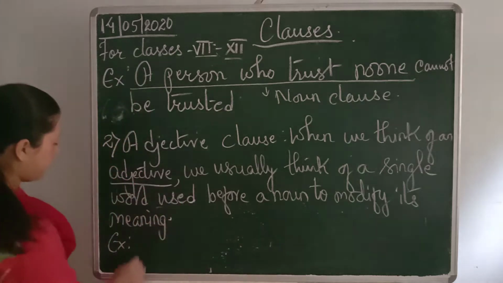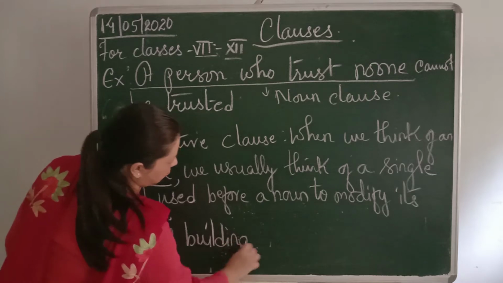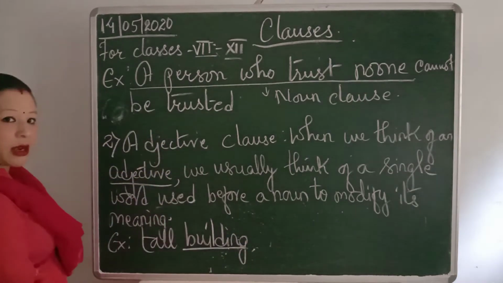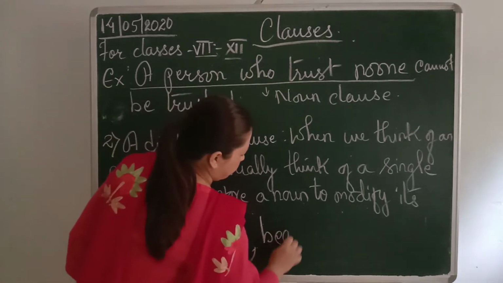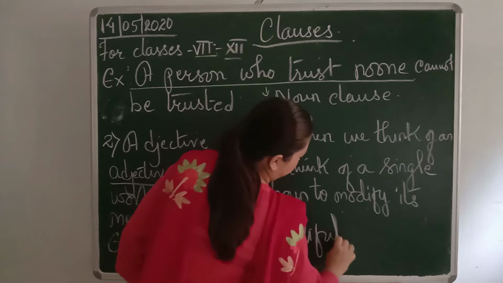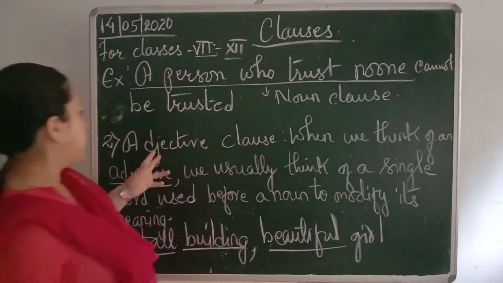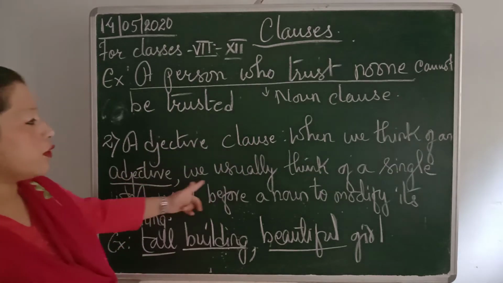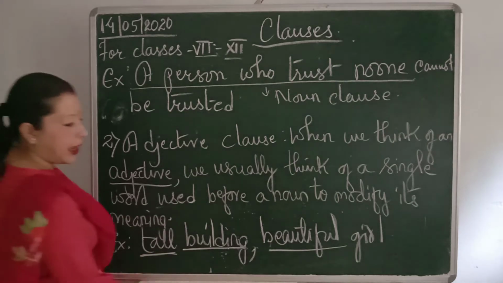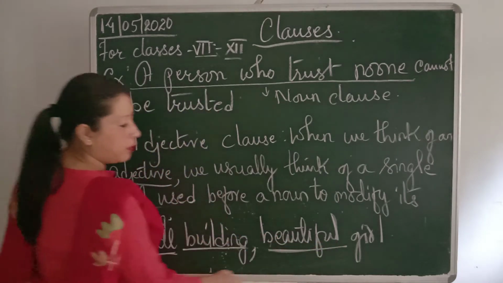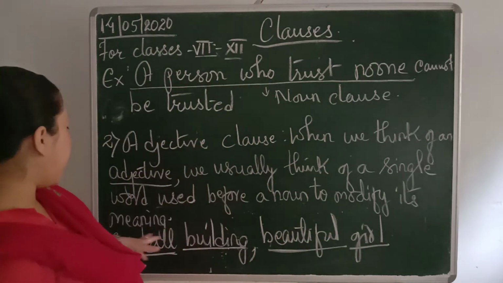For example, tall building. So here, building is described with the word tall. This is an adjective. So tall building. Beautiful girl. So this is an adjective word. When we think of an adjective, we usually think of a single word used before a noun. This is an adjective which is used before a noun, to modify its meaning.